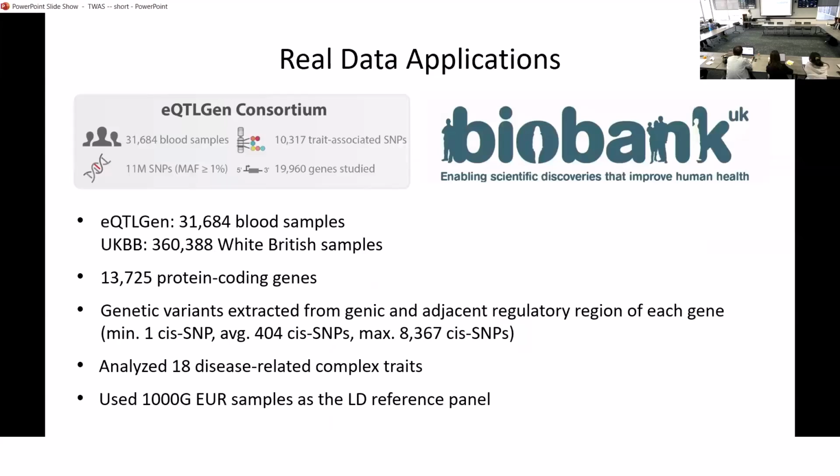So I'll just go through the real data application. We applied it to the gene eQTL study, which contains, I think, 30,000 individuals and about 11 million SNPs. We also look at the UK Biobank, which contains 13,000 or 14,000 protein coding regions, and we analyze 18 disease related complex traits. Then we use the European 1000 Genomes Project as the reference panel.